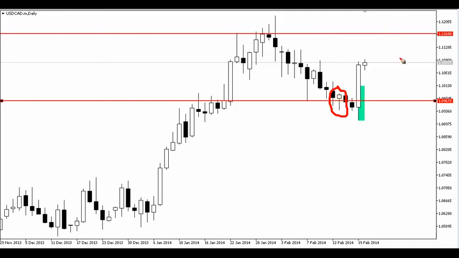So this video was just to highlight what I consider a valid price action setup, and how size I think is so important, and it gives us the information that we're trading with the current momentum.